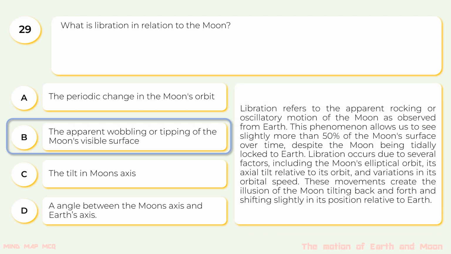Libration refers to the apparent rocking or oscillatory motion of the moon as observed from the earth. This phenomenon allows us to see slightly more than 50% of the moon's surface over time, despite the moon being tidally locked to earth. Libration occurs due to several factors, including the moon's elliptical orbit, its axial tilt relative to its orbit, and variation in its orbital speed. These movements create the illusion of the moon tilting back and forth and shifting slightly in its position relative to Earth.